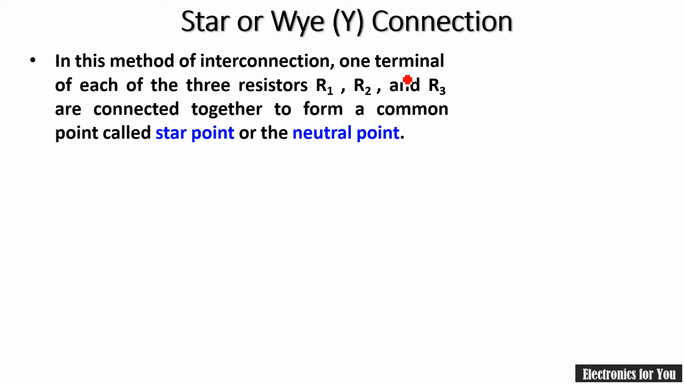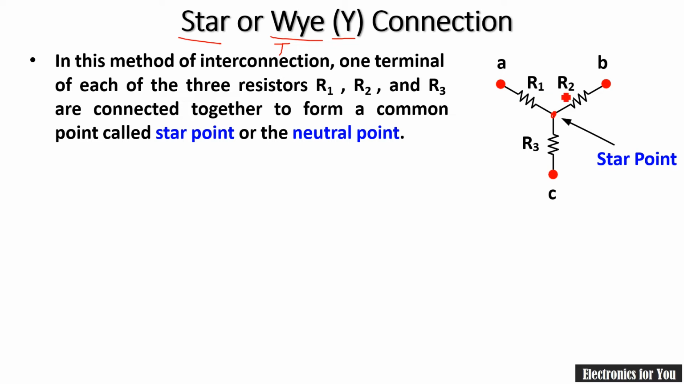Star connection or star network is also known as Y network, or we can say that it is also called as T network. So you can see here that if we are having three resistances R1, R2, R3 and they are connected to form a common point, then such a network is known as star network. So this is the diagram for the star network. Here you can see that a point is there which is known as star point, and three resistances R1, R2 and R3 are connected to this star point.